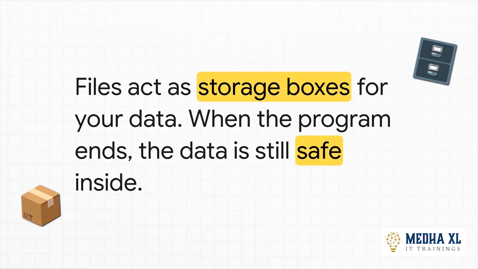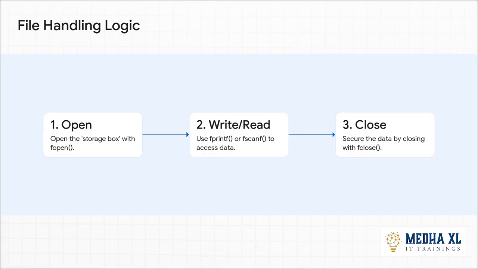Let's go back to our analogy. If the struct is the student ID card, then you can think of a file as the storage box or maybe the filing cabinet where you keep all those ID cards. The program can end, you can turn off the computer, but that box is still there, and all the cards are safe inside. Working with files in C follows a really simple, logical three-step dance. First, you open the storage box. Second, you do your thing. You either put something in or take something out. And third, and this is super important, you always close the box when you're finished. Open, act, close. That's the rhythm.